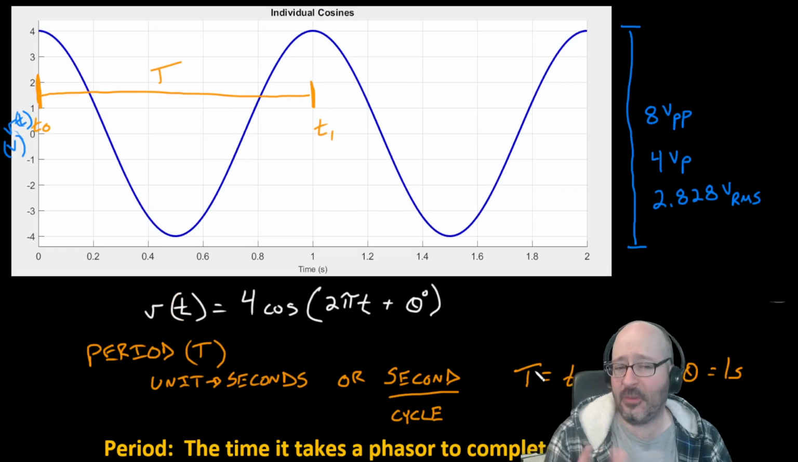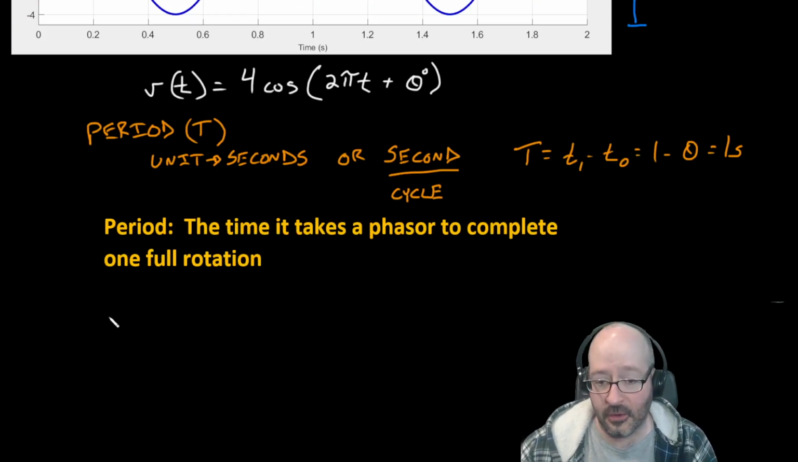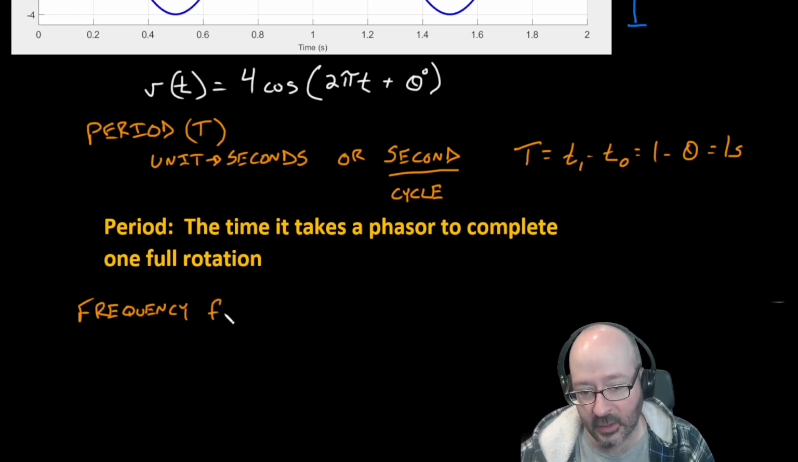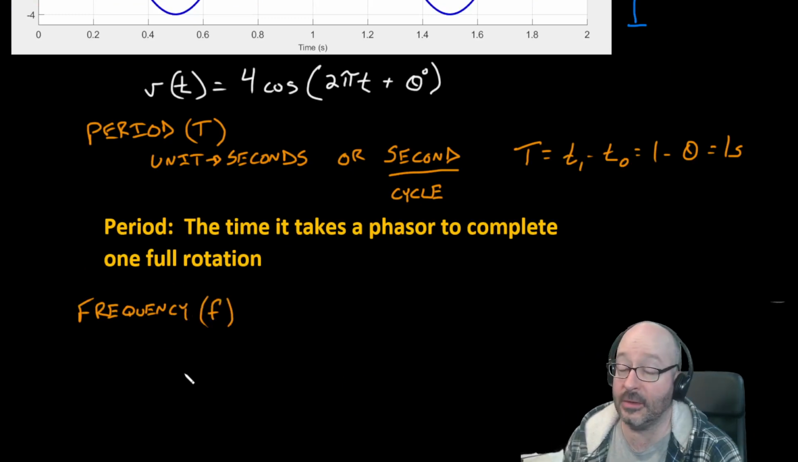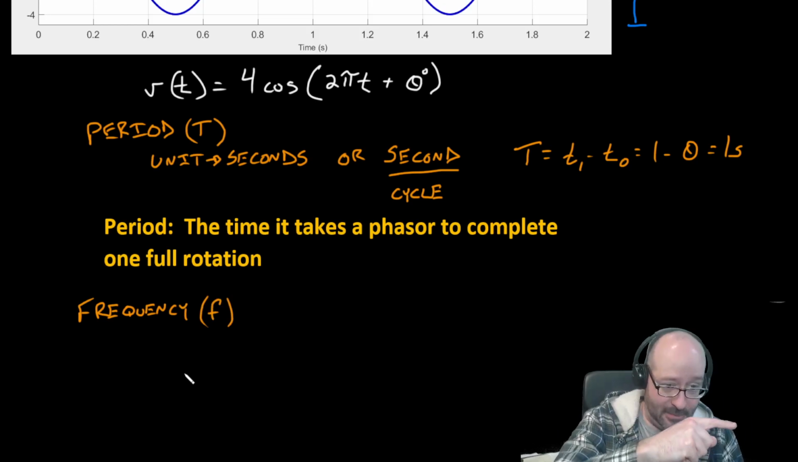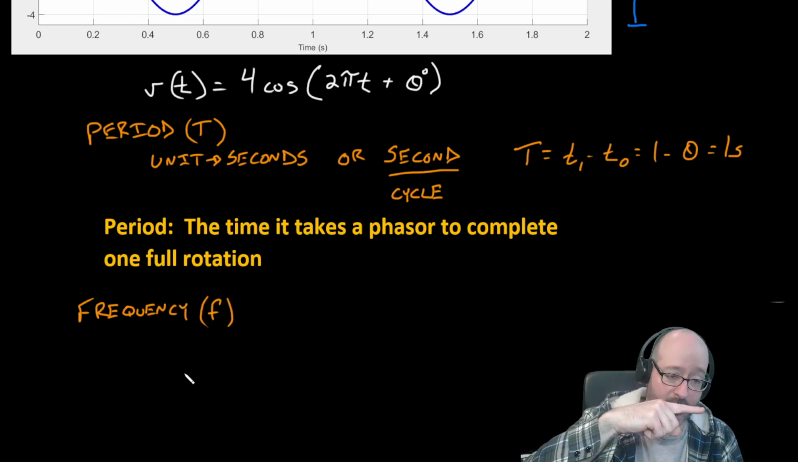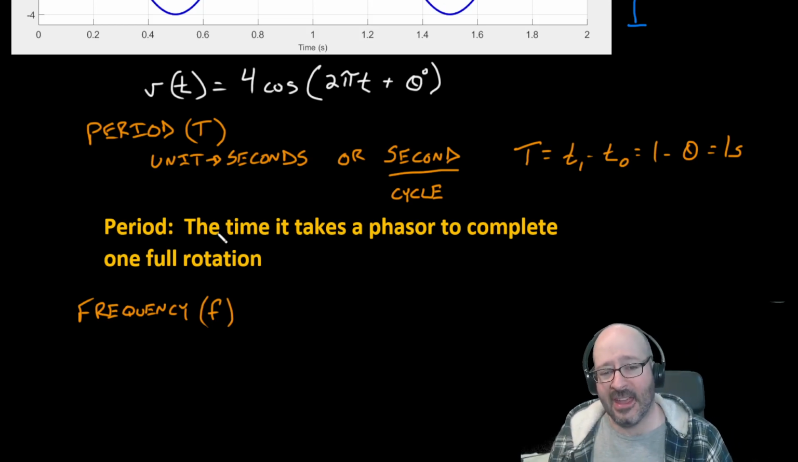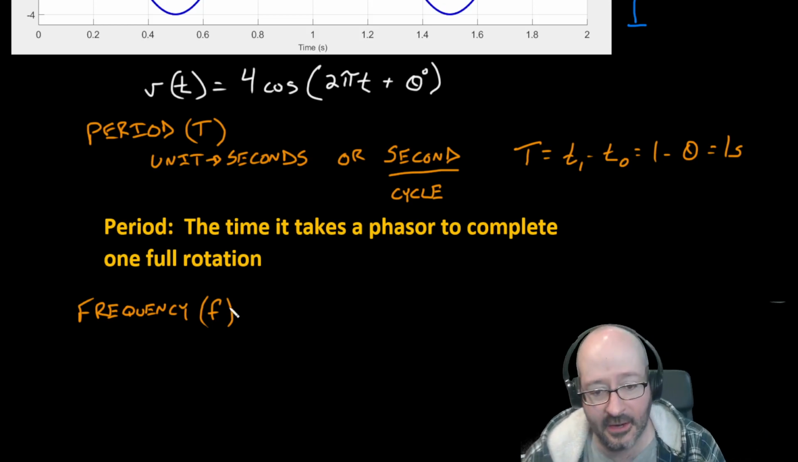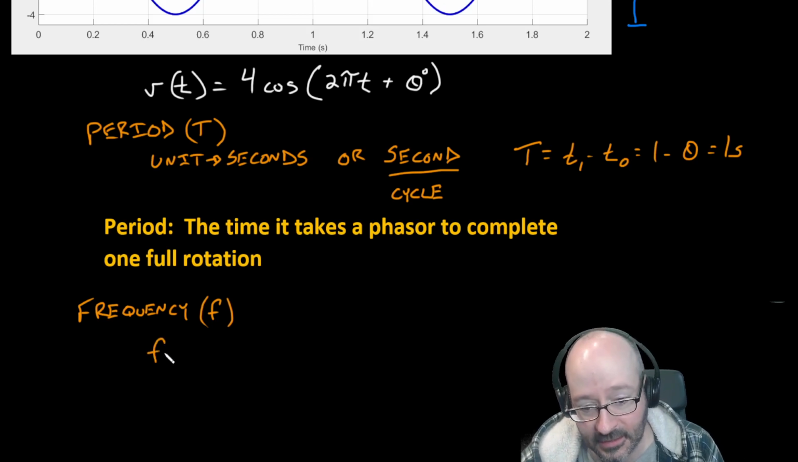Okay, so the next way that we can talk about the horizontal scaling is called the frequency. A word that we're all familiar with, but let's figure out what that means here. Now the frequency, lowercase f, is the variable we use for frequency. The frequency tells us how many times the phasor goes around a complete rotation in 1 second. So it's kind of taking the same concept and just flipping it. And that's exactly what we do here. We say the frequency is equal to 1 over the period.